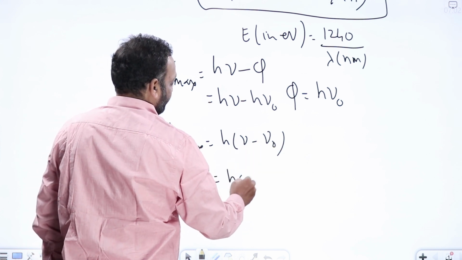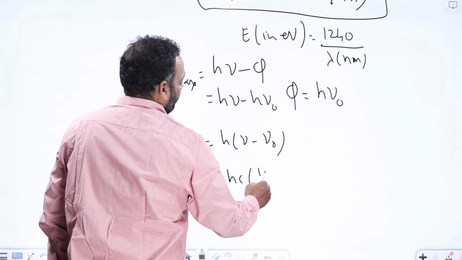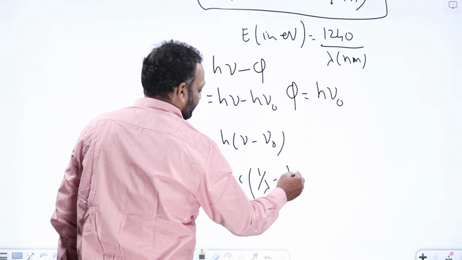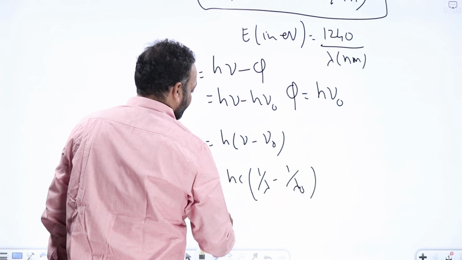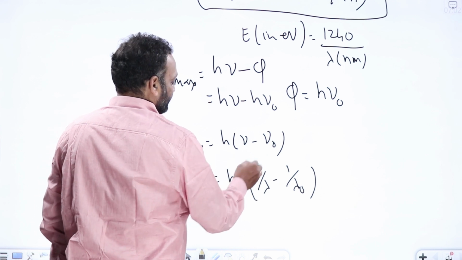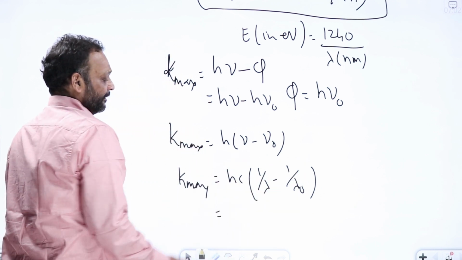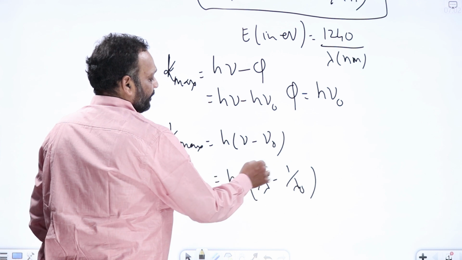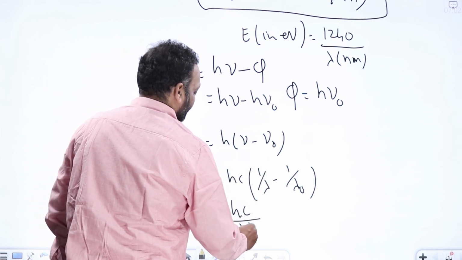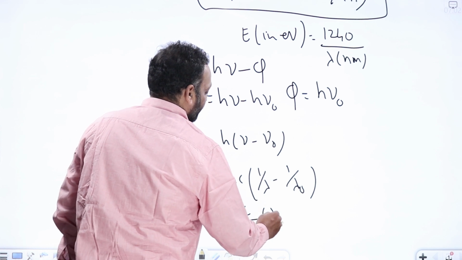So you can take c common: hc into (1 by lambda minus 1 by lambda naught). K maximum equals hc into (1 by lambda minus 1 by lambda naught). If you take the LCM, it is hc by lambda naught into (lambda naught minus lambda).